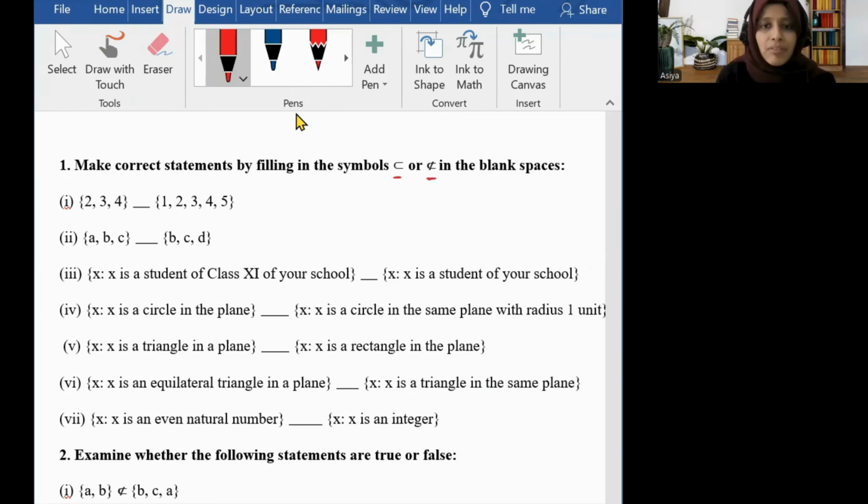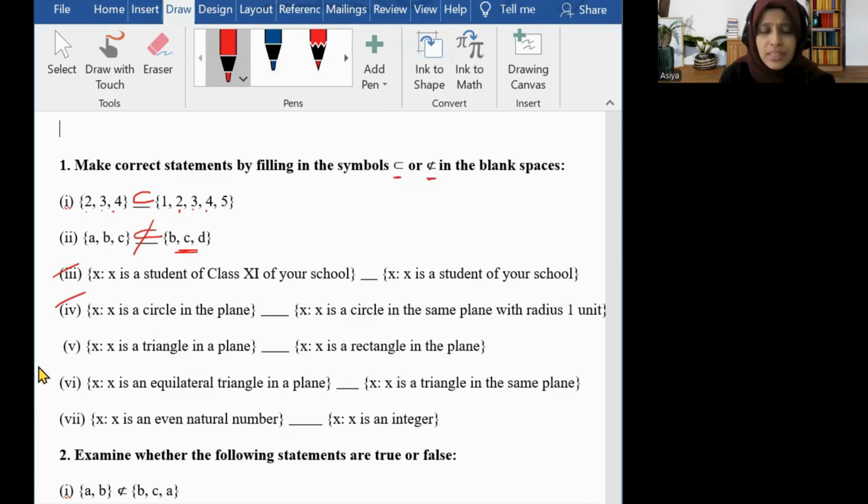Yes. Now let us have a look at the first problem. 2, 3, and 4. Are they a subset of this? Yes. 2, 3, and 4 are also present in my other set. So it is a subset. Now moving on to this. A, B, and C. Do I have A, B, and C here? No. A is missing in this. So I can write it as not a subset. Now, the third and fourth will be given as homework. I think you can do it.